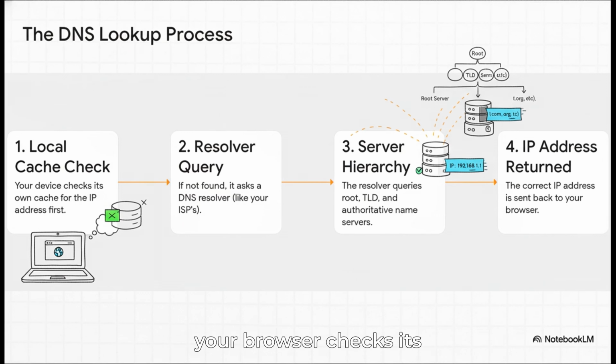First, your browser checks its own memory, its local cache, to see if it's been there recently. If not, it starts asking around, escalating the question up a chain of servers until it finds the one that holds the official, authoritative record for that domain.